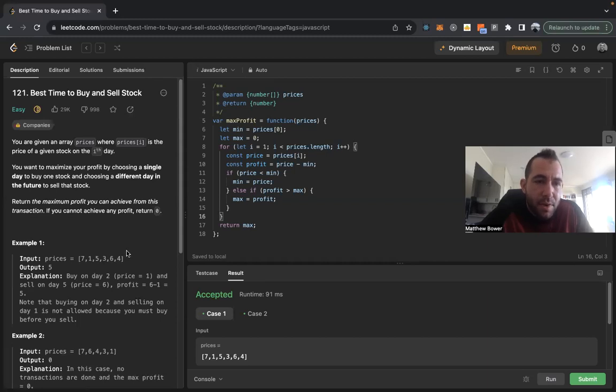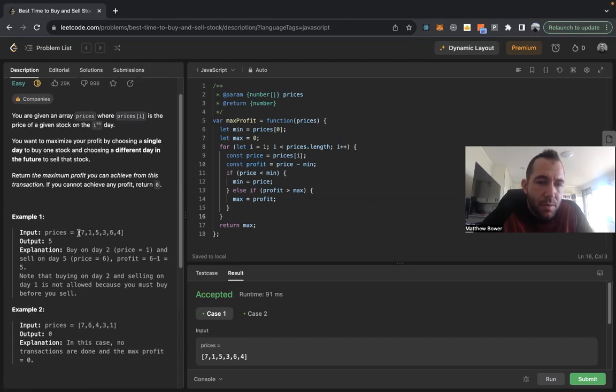You want to maximize your profit by choosing a single day to buy one stock and choosing a different day in the future to sell that stock. Return the maximum profit you can achieve from this transaction. If you cannot achieve any profit, return 0.